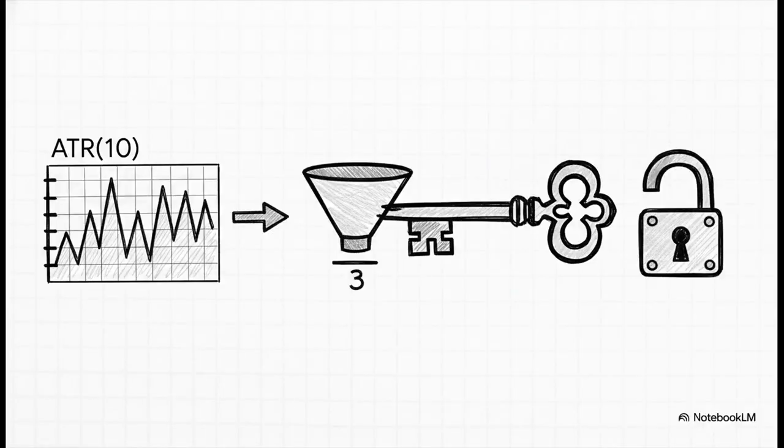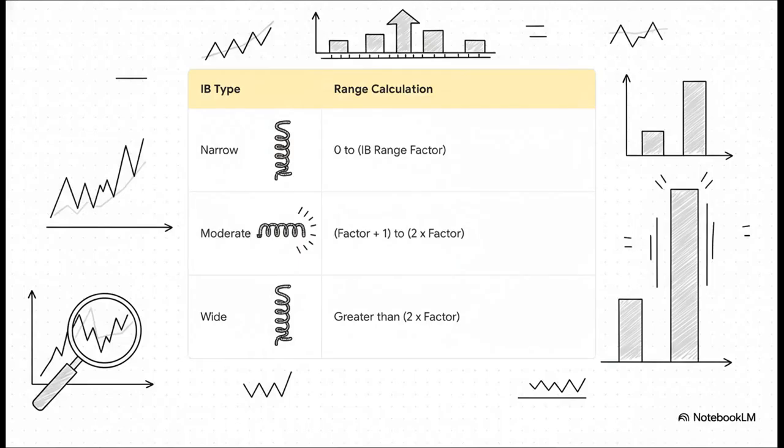So how do we actually interpret those clues? Well, we use another really simple but powerful formula. We just take a shorter-term, 10-period ATR from the daily chart and divide it by 3. This single number, our IB range factor, is the key that unlocks our understanding of what kind of day we're in for. Once we have our IB range factor, we use it to create 3 distinct categories for that opening range. Is it narrow, moderate, or wide? This isn't about guesswork or a gut feeling. It's a systematic way to classify the market's opening strength based on its own recent volatility.